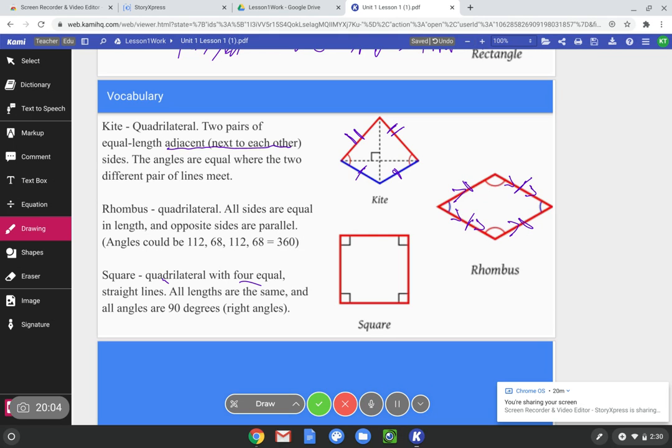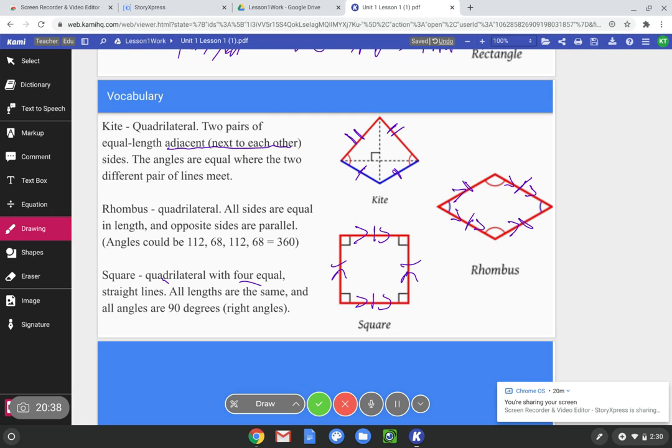What's the difference? So all sides are congruent. That's the same as a rhombus. Okay, check. Opposite sides are parallel. Same as a rhombus. But what's the difference that y'all can see between the square and the rhombus? It's going to be the 90 degree angle. Because a square has four right angles. A rhombus does not. Because if a rhombus had four 90 degree angles, then it would just be a square.